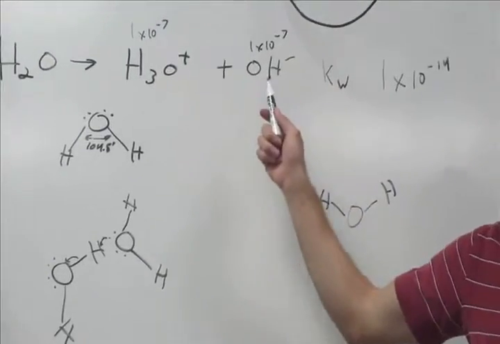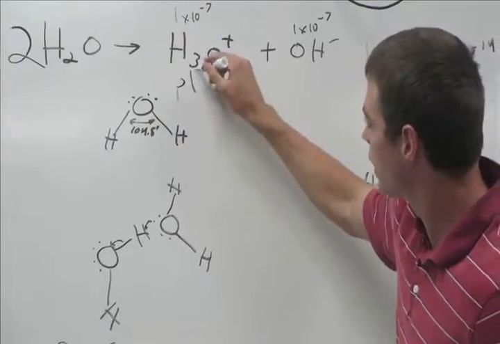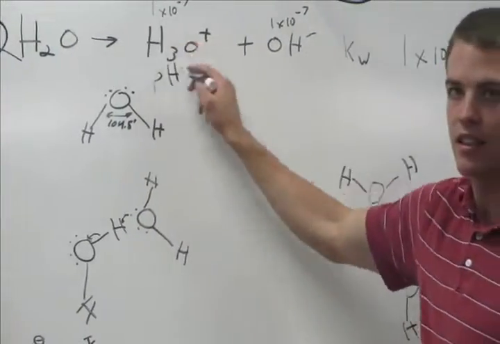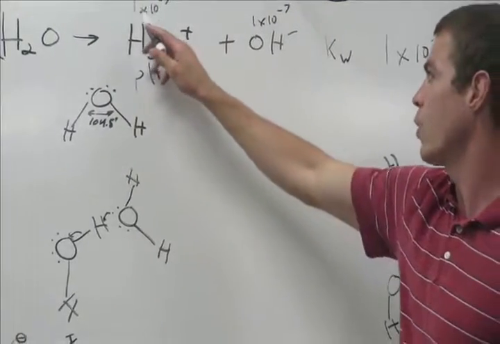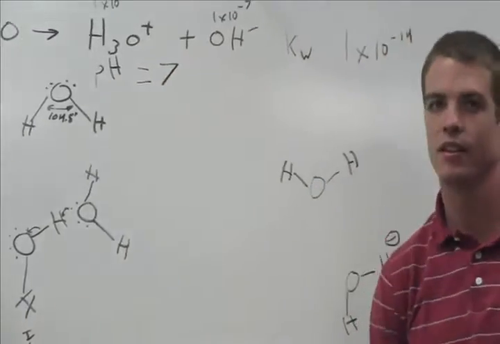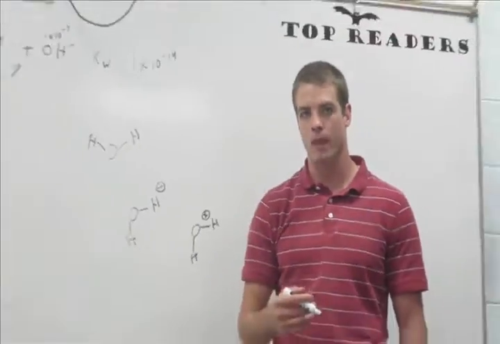at equilibrium. And so if we take the pH, right, which is the negative log of the hydrogen of the acid, the negative log of 1 times 10 to the negative 7 equals 7. And that is why neutral water has a pH of 7.